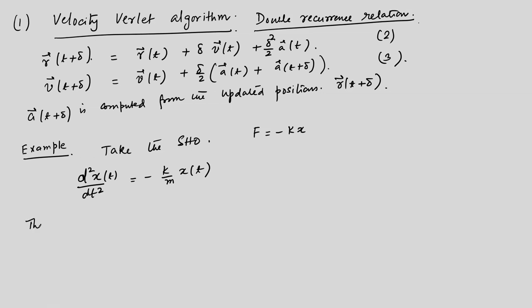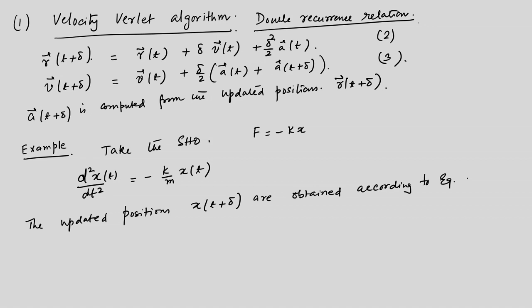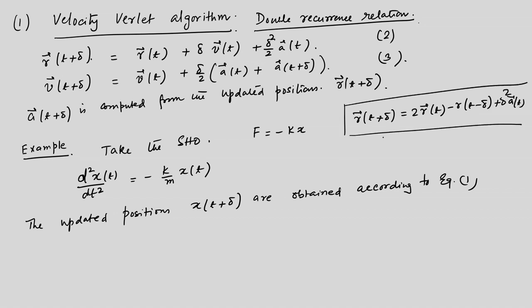So, the updated positions x t plus delta are obtained according to equation 1. So, let me remind you of equation 1 here, which is r t plus delta equal to 2 r t minus r t minus delta and plus delta square a of t. So, that is equation 1, and we have written it earlier, but now written it here just for you to follow better.